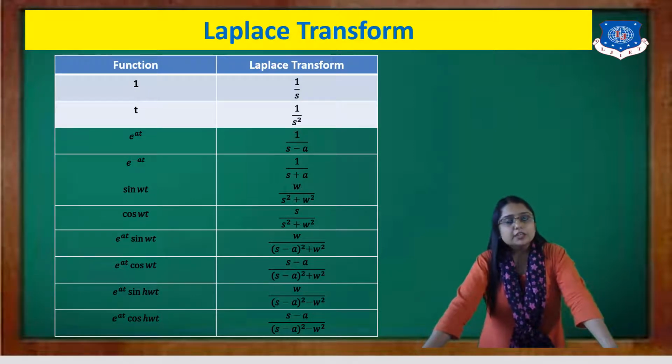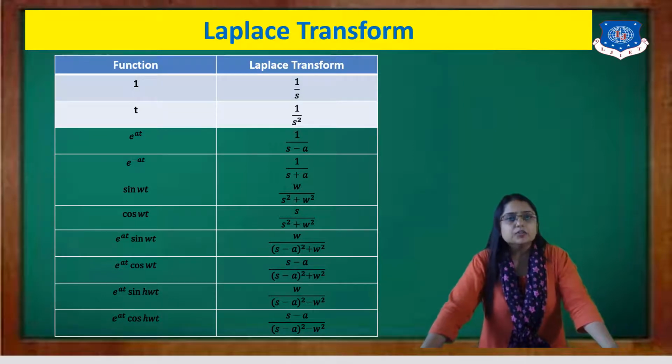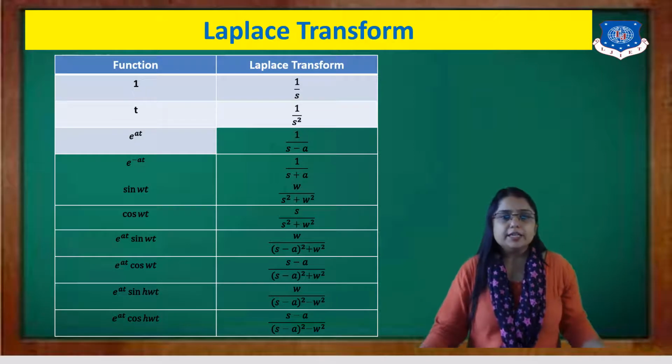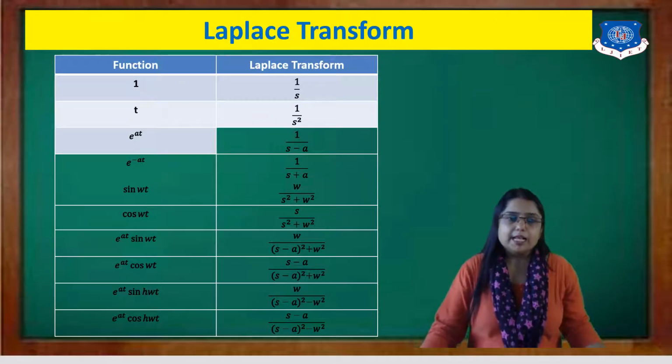See, all this you have already studied, right? How to find the Laplace, how to take the inverse Laplace. This is just the overview. And these formulas you have to remember, because we will use them when we solve the network. Now, the Laplace of e raised to at is 1 upon s minus a.